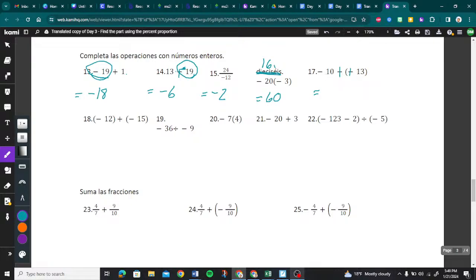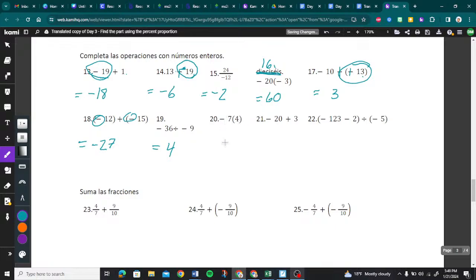13 minus 10 is 3, and because 13 is the bigger number, this stays positive. Negative 12 plus negative 15, these two numbers have the same sign, so we'll add them. 12 plus 15 is 27, and then we keep the sign that was on both of them, so that's negative 27. Here, these two numbers have the same sign, so when you divide two numbers with the same sign, it's positive. 36 divided by 9 is 4.